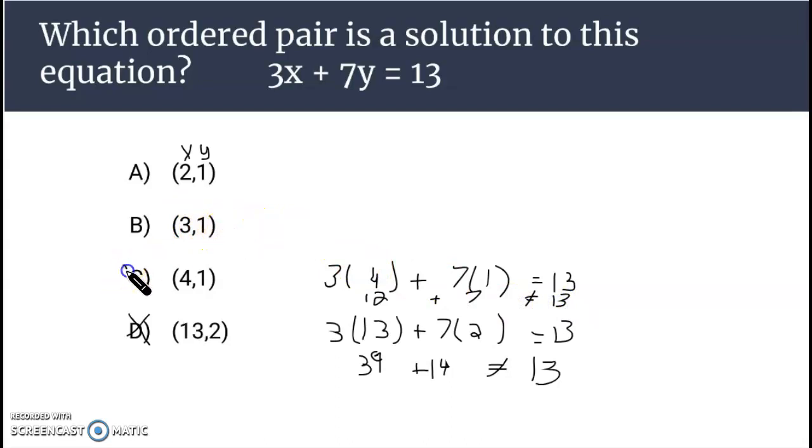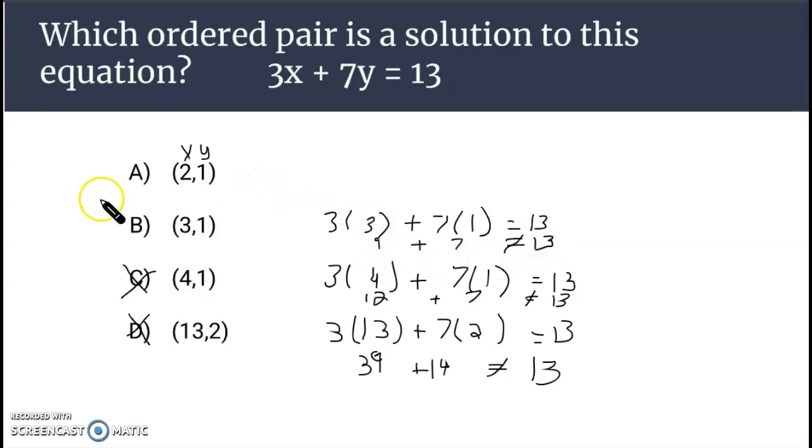Alright, then try B here. C doesn't work. D doesn't work. Alright, how about 3 times 3 plus 7 times 1, does that equal 13? Well, 3 times 3 is 9, 7 times 1 is 7. 9 plus 7 equals 16, not 13. That leaves us with A. A has to be it.